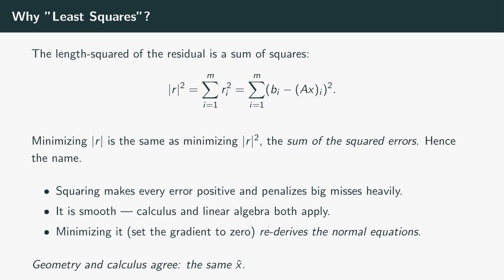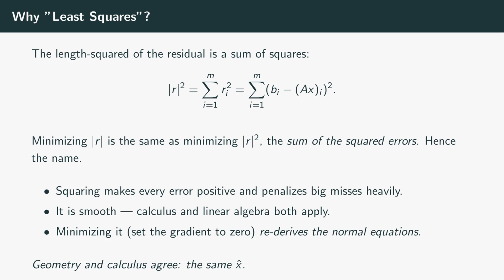Why square the errors rather than, say, take absolute values? Three reasons. Squaring makes every error positive so they can't cancel out. It penalizes large misses much more heavily than small ones, pulling the fit toward the bulk of the data. And it's smooth, so you can attack it with calculus.